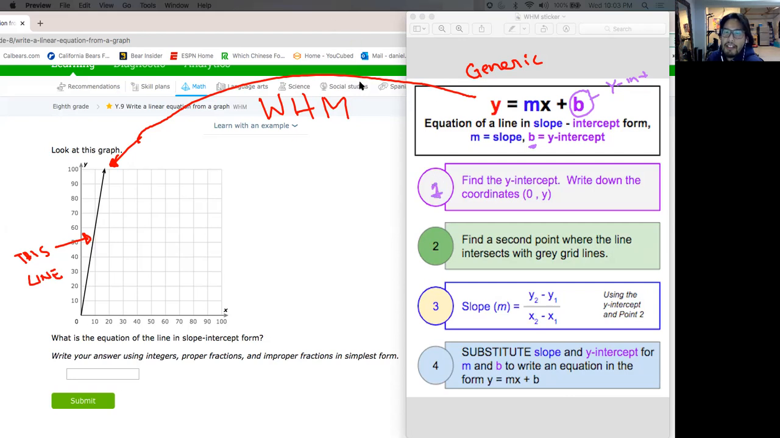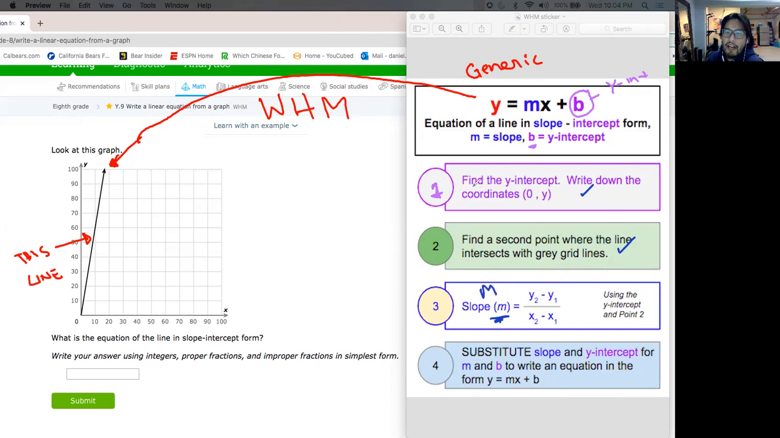Step 2 is we're going to find a second point on this graph where the black line intersects the gray grid lines behind it. That's step 2. Then step 3, we're going to do in blue, which is we're going to use the slope formula, and we're going to use the y-intercept, and the second point that we find in step 2, and we're going to calculate the slope of the line. And the slope of the line is represented by this variable m.